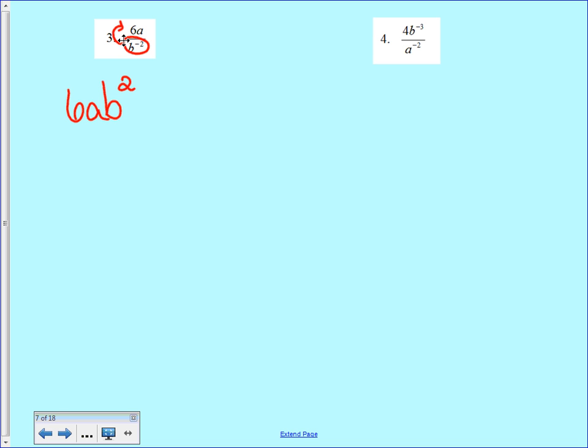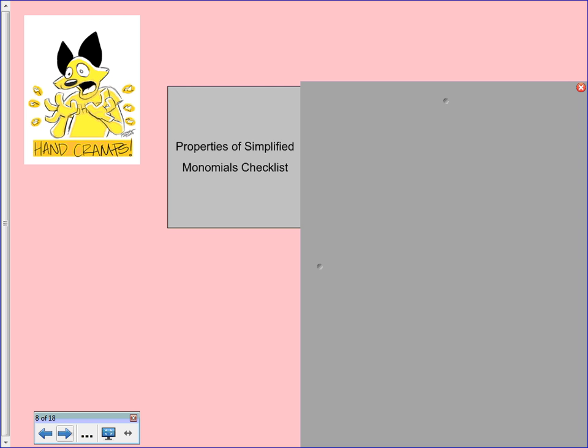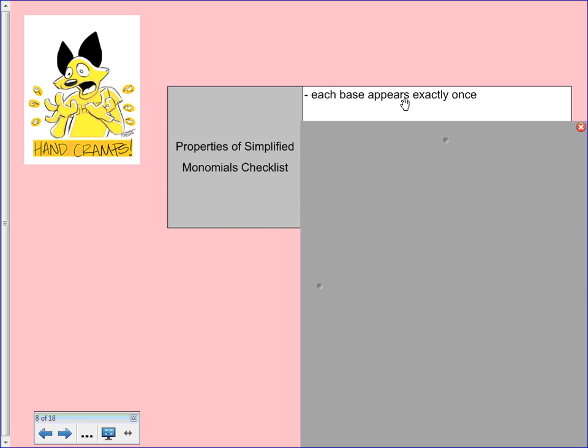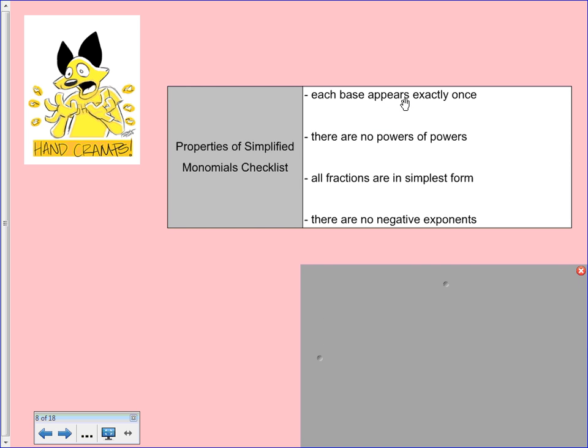Okay, so let's take a look at these properties of simplified monomials checklist. So this is for when we're dividing monomials. We want to make sure all of these things are happening. So if I'm talking too fast for you to write it, please pause it, okay? I don't intend for you to write this in the span that I'm talking. In fact, I suggest pausing it, writing it, and then you can listen to me speak.